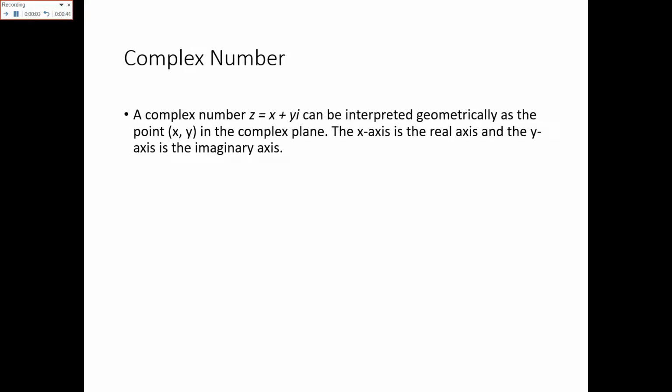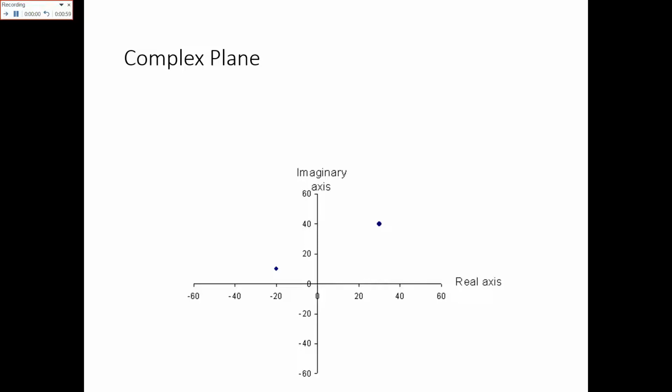Now, complex number. The basic definition is: a complex number z equals x plus iota y can be interpreted geometrically as the point (x, y) in the complex plane. Here, the x-axis is the real axis and the y-axis is the imaginary axis. So this is our complex plane. Here this line is the real axis and this is the imaginary axis. Any complex number can be shown here.